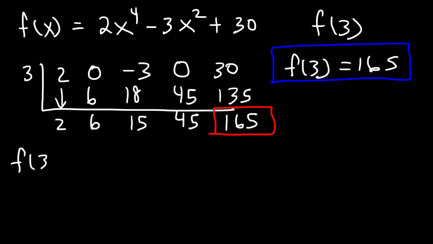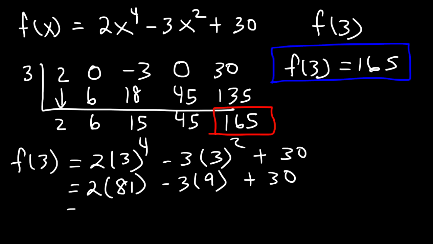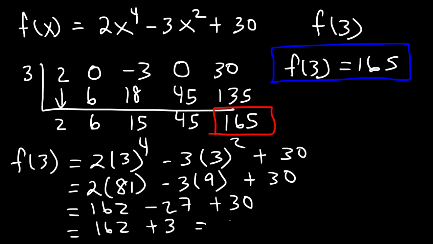Now let's confirm it. So it's going to be 2 times 3 raised to the 4 minus 3 times 3 squared plus 30. So what's 3 to the 4th power? 3 times 3 is 9. 9 times 3 is 27. And 27 times 3 is 81. And then 3 squared, we know it's 9. 2 times 81, that's 162. 3 times 9 is 27. Now, negative 27 plus 30, that's plus 3. And 162 plus 3 is 165. So you can see that we get the same answer.